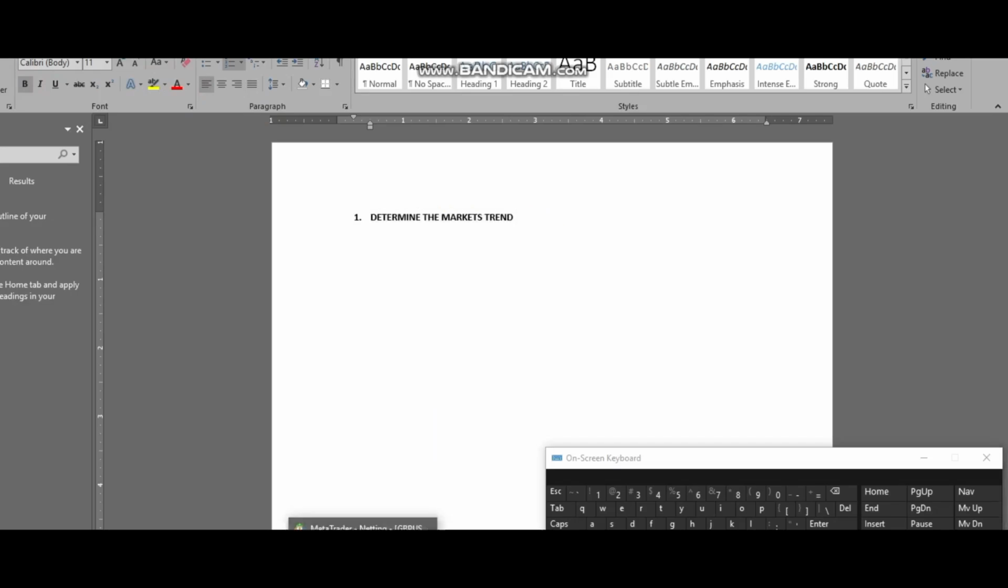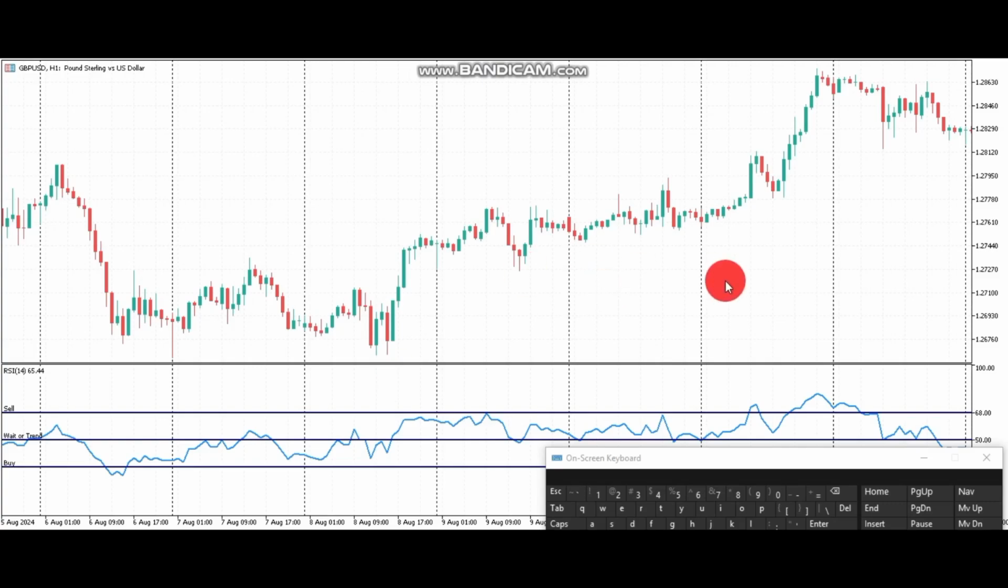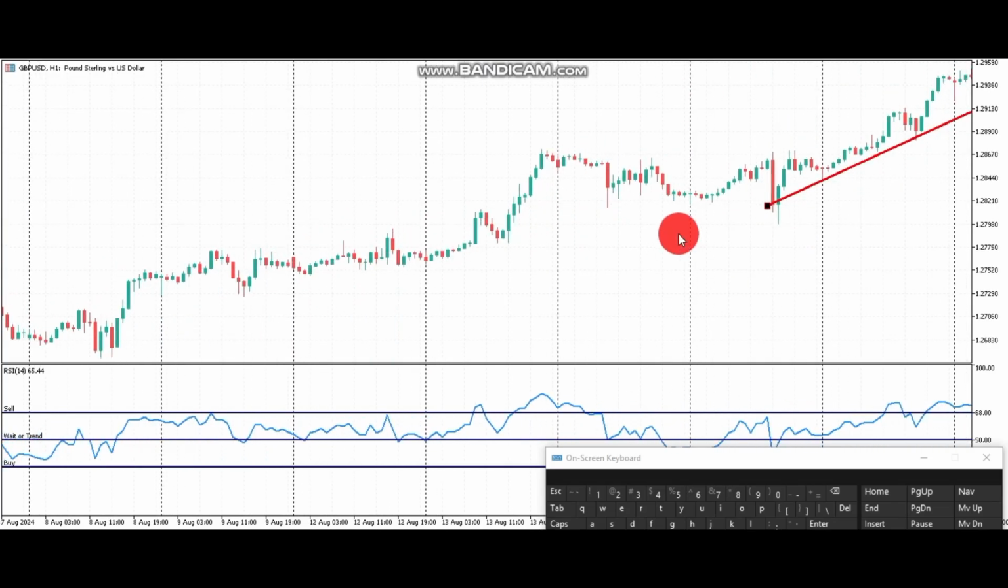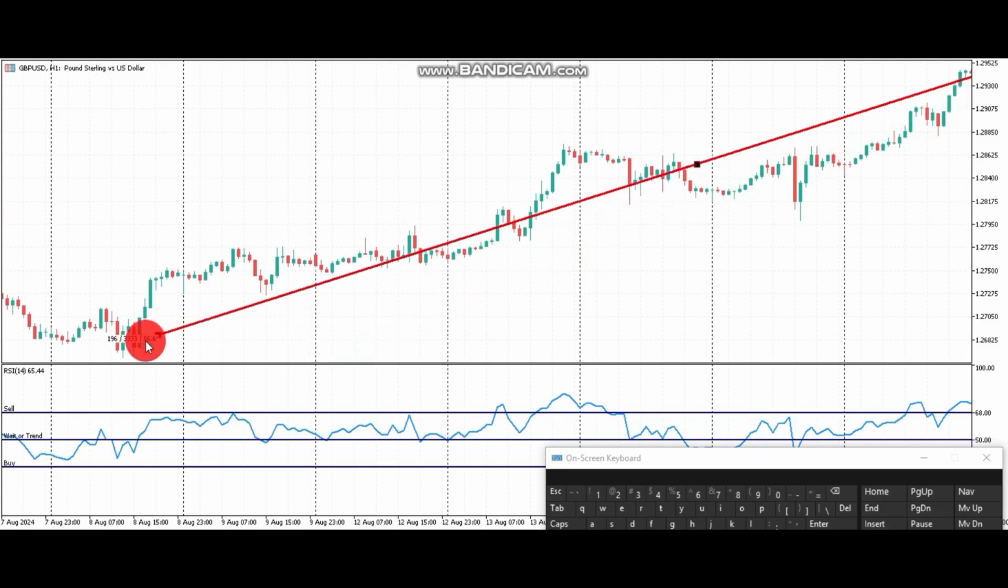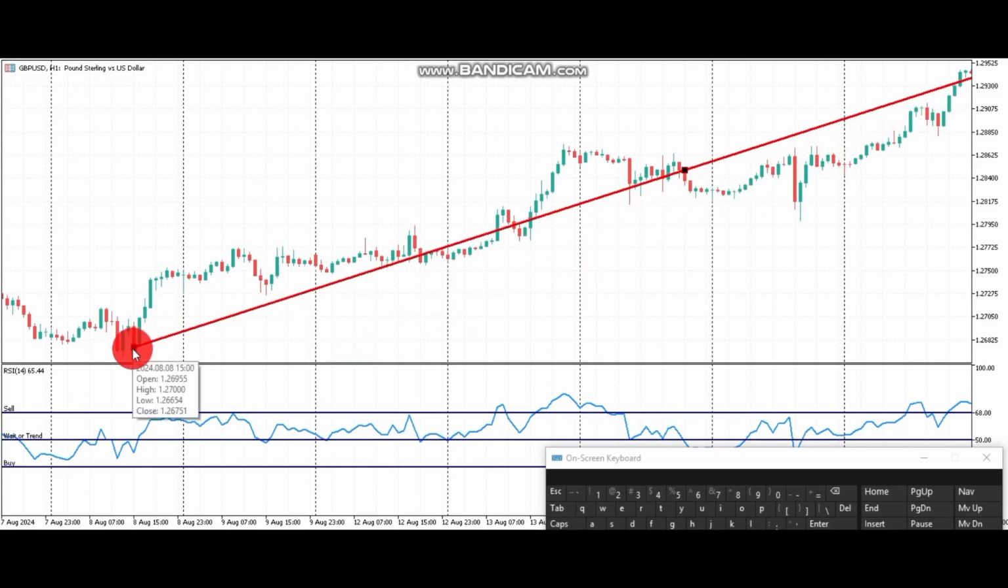Now, look at this quickly. You will discover that here, if you look at this place, the market trend here is bullish, which means that we are going for a buy. This is bullish market trend. Price is going up. Are we together? This is bullish. Price is going up.